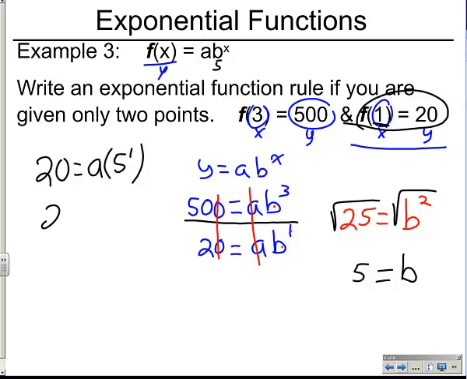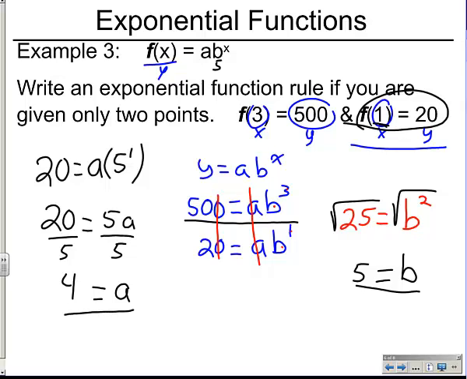So that's really 20 equal to 5 times a, because 5 to the first is just 5. Then I divide both sides by 5, and I get an a value of 4. So now I have a b value here, I have an a value here. I can now go ahead and write my function rule. So I'd start off with f of x is equal to, my a value is 4 times, my b value is 5 to the x power. And if you want, you can go ahead and put parentheses around this.